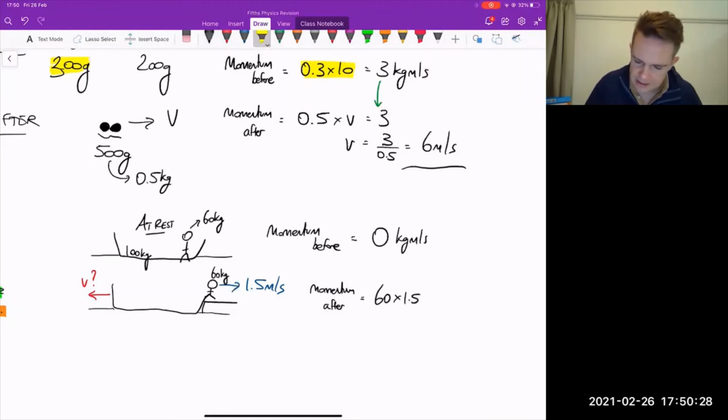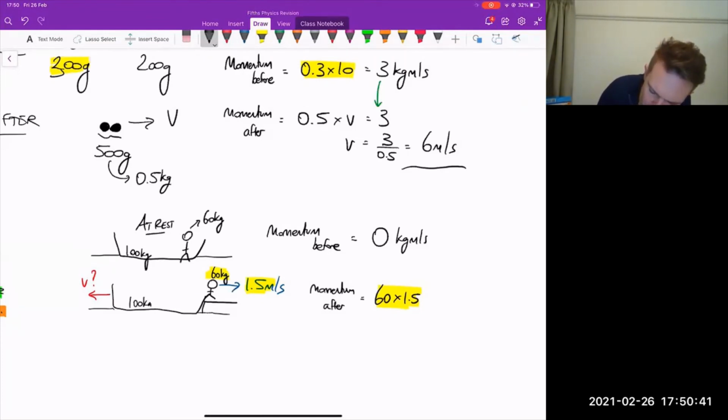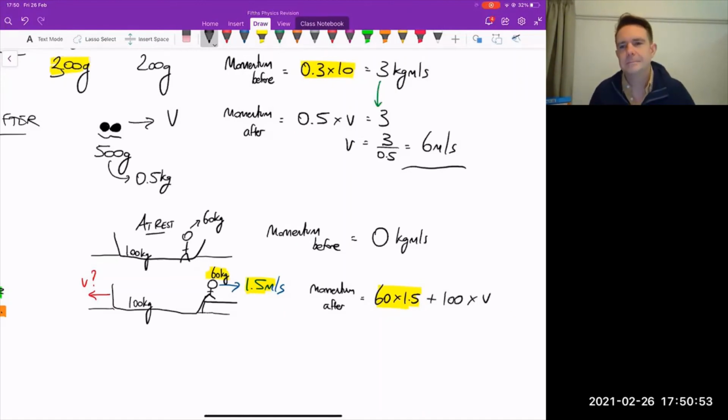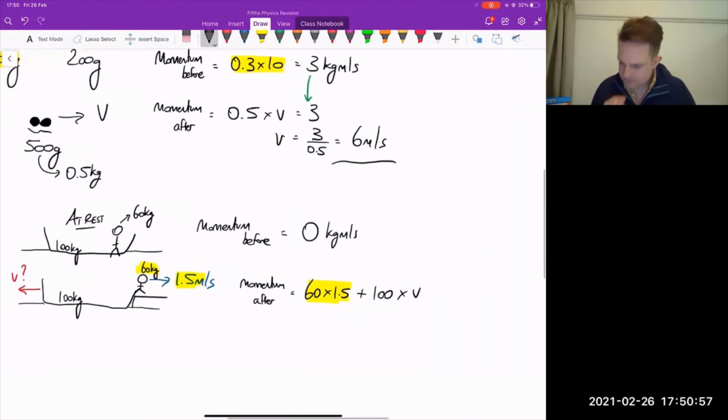So this, I like these highlighters, this is good, right? So this term is for the man. But what about the boat? Well, we don't know the boat's velocity, do we? But we know its mass. So what I'm going to do is just add 100, the mass of the boat, times by whatever velocity it has. Right, we don't know what V is.